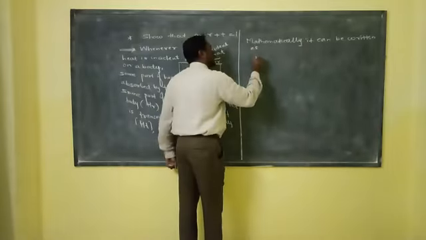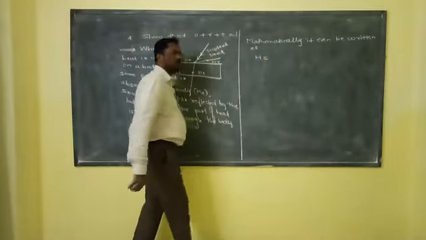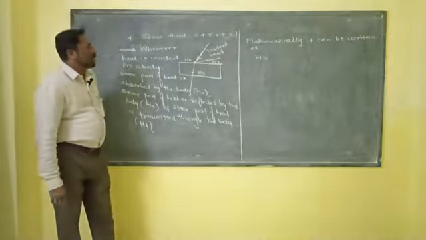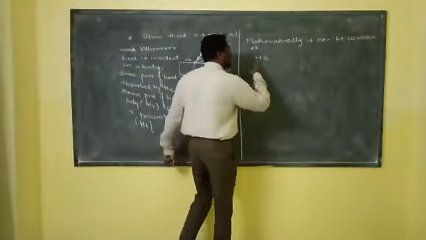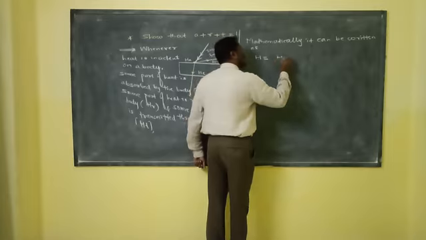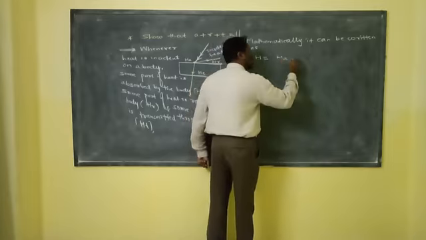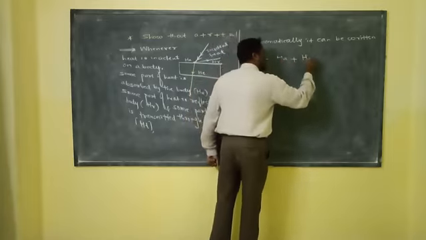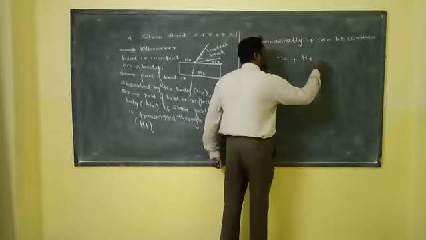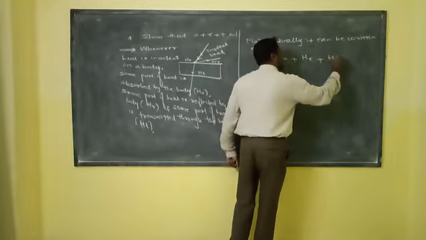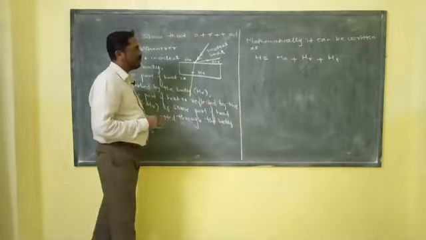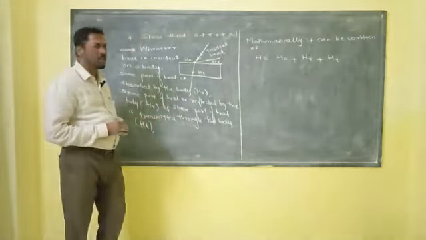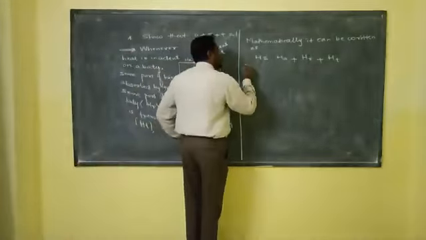H, that is nothing but the total amount of heat incident on a body. What happens? Some part of heat is absorbed, plus some part of heat is reflected, plus some part of heat is transmitted. That is H is equal to HA plus HR plus HT. Dividing both sides by H.